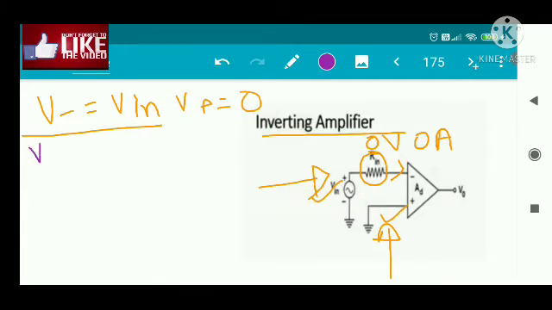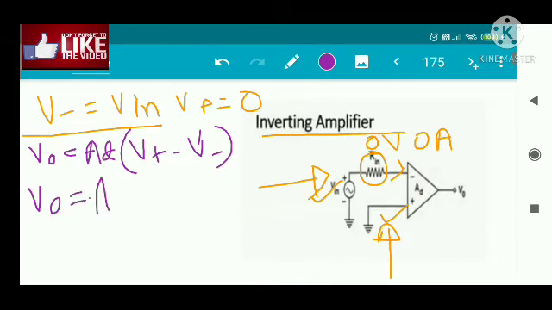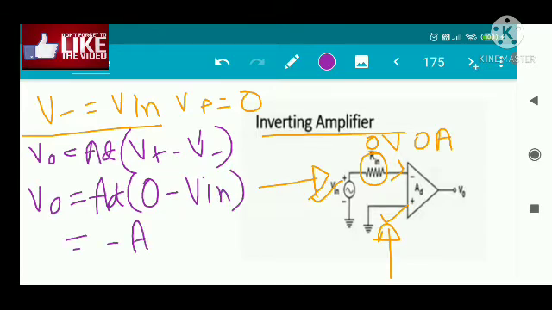Okay, so as I have previously said, in the case of the differential amplifier, the output is the gain into V plus minus V minus. This is the simple equation. Now V0 equals AD, V plus is 0, minus V in. Okay, very simple. So it is nothing but minus AD into V in. So this is your equation for V0.